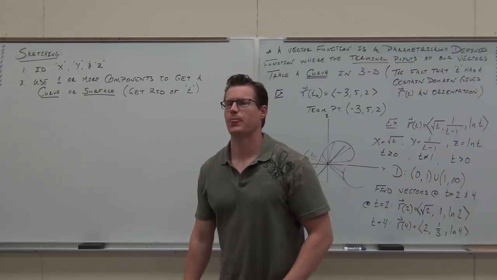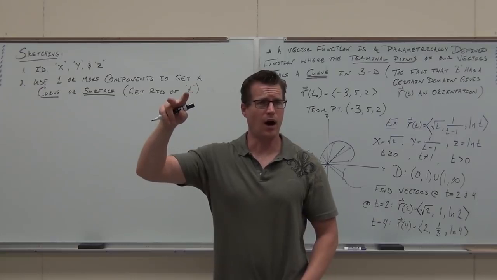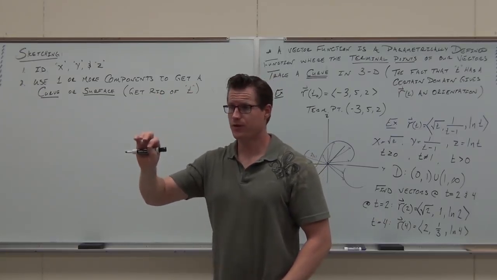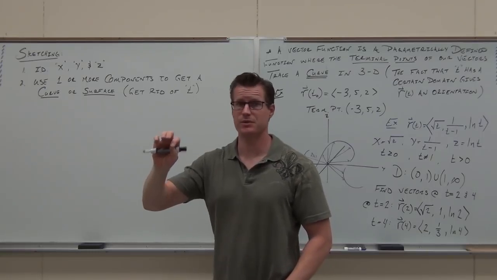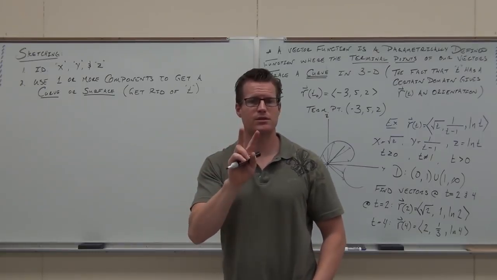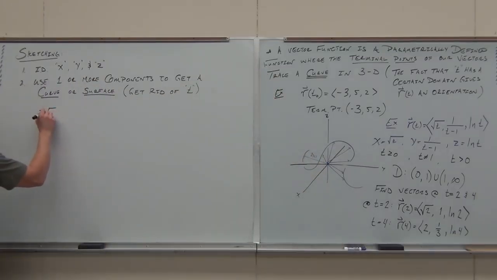Okay, here's the deal. If you only have two components, like X and Y, or Y and Z, or X and Z, the curve that you find will not be a surface, just a curve, and it's going to be on a plane. So for two components, sketch it on a plane.